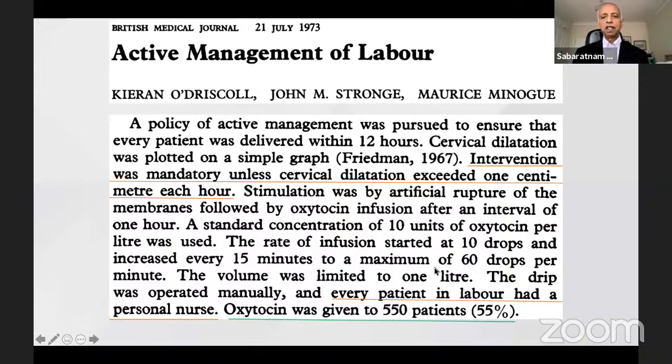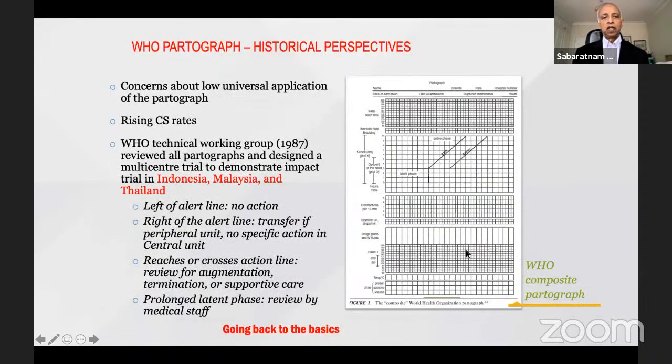As a result, he augmented 55% of nulliparous women. So the oxytocin infusion rate was very high. So WHO, in the midst of all this confusion, decided to have a look at it, because the Western countries say 1 centimeter and Zimbabwe says 4 centimeters to the right, and which should be applied?